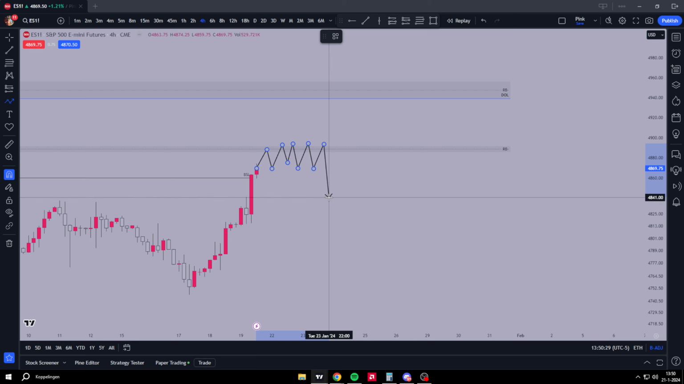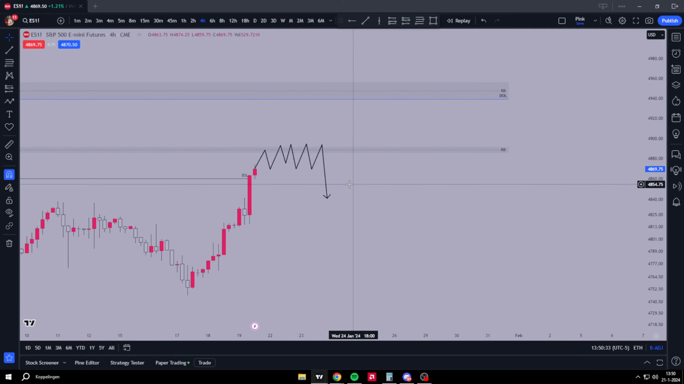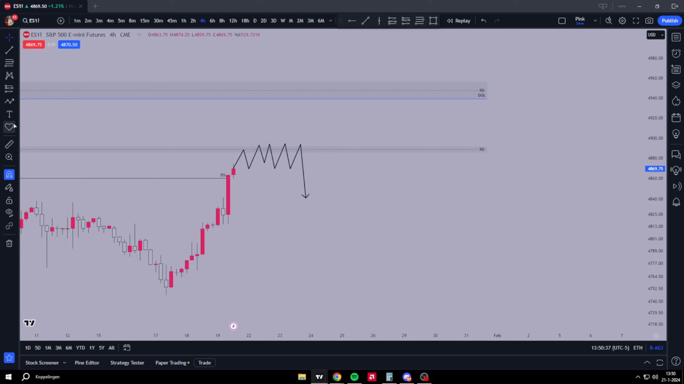We're gonna manipulate to the downside, tap into maybe this order block on the 4-hour. Same as like NQ. I want to see it probably there on the order block. Then we're gonna distribute back to the upside, and this is gonna be our weekly target.